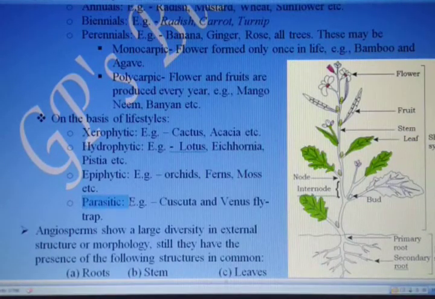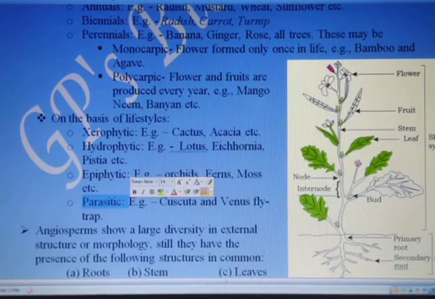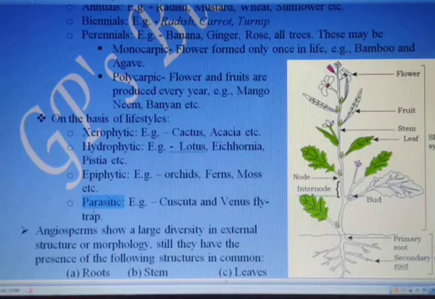And the last one is parasitic. In this, what happens? They obtain their food, or along with food, water and mineral salts absorbed by some other plant, but they somehow take it from other plants. So these are called parasitic. Now parasitic plants may be of two types: total parasite and partial parasite. If a plant is absorbing the water and mineral salt along with the food that is prepared by some other host plant, then in that case these plants are called total parasitic plants.